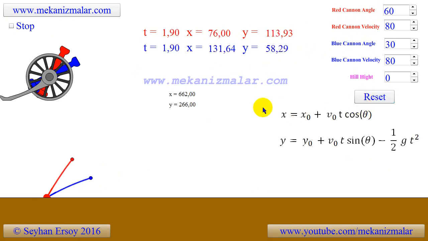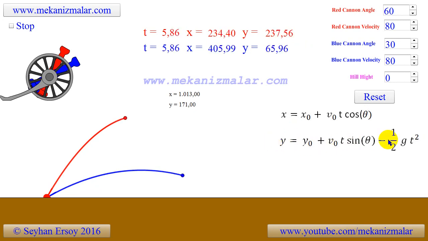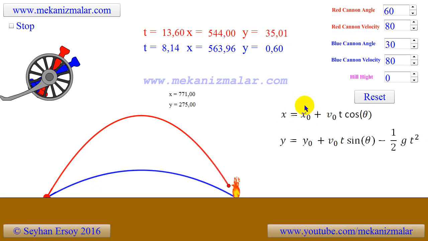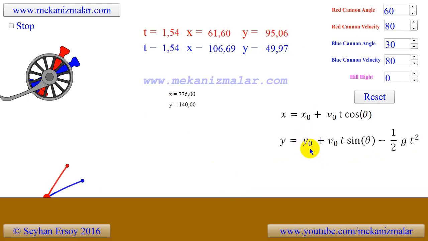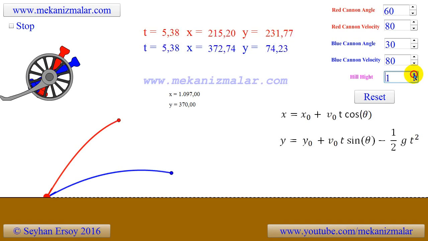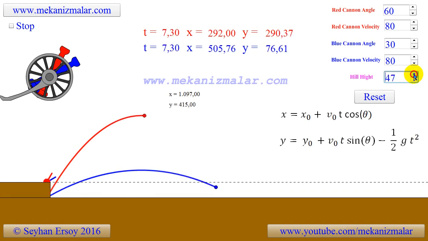The trajectory of a projectile is calculated by using parametric equations of x and y component of the projectile shown here. The initial value of x is assumed to be 0 since the position of our cannon is not changing. On the other hand, the value of y can be adjusted between 0 and 200 meters inclusive by putting our cannons on a hill.